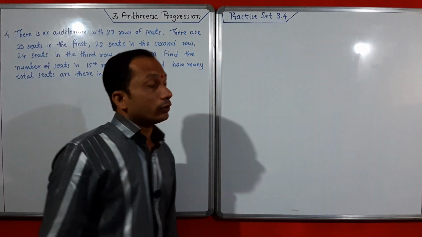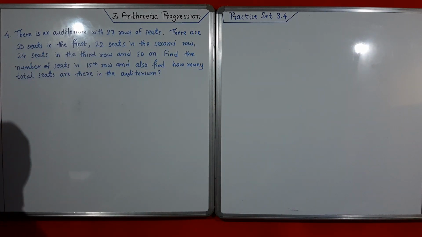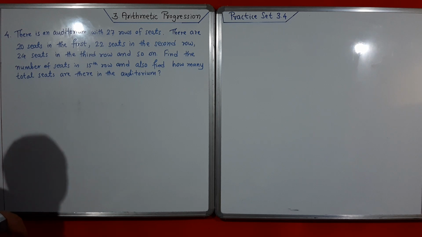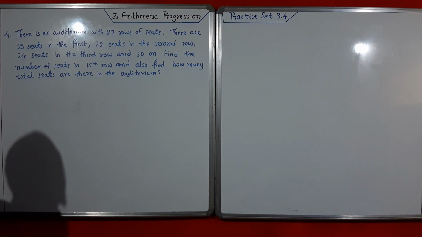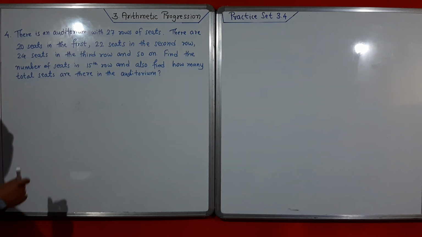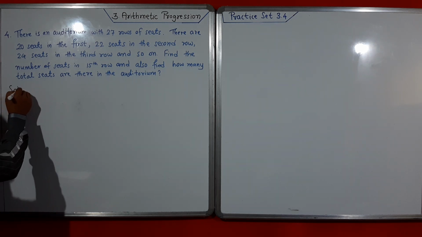Okay, so we'll solve problem number 4. In this problem, there is an auditorium with 27 rows of seats. There are 20 seats in the first row, 22 seats in the second row, and 24 seats in the third row, and so on. Find the number of seats in the 15th row, and also find how many total seats are there in the auditorium. So we'll solve this.